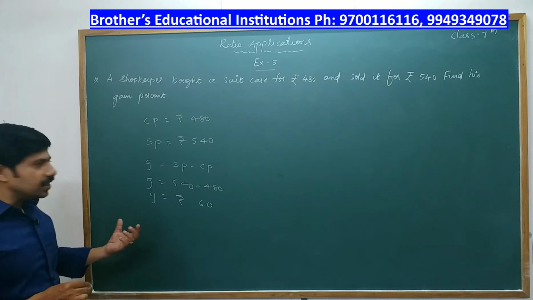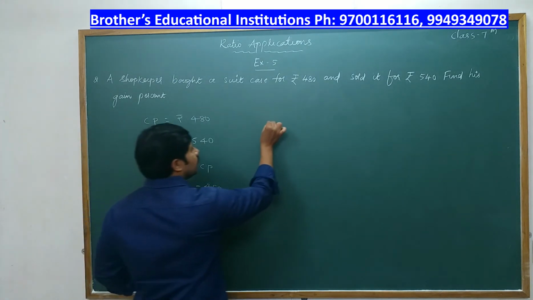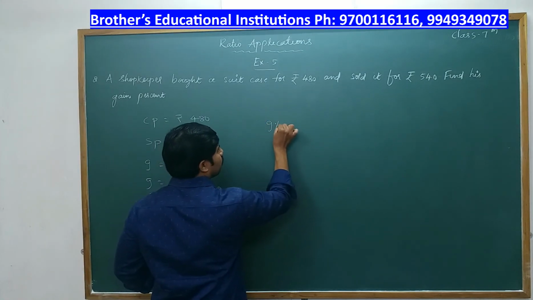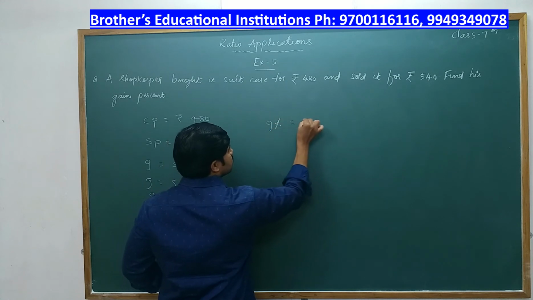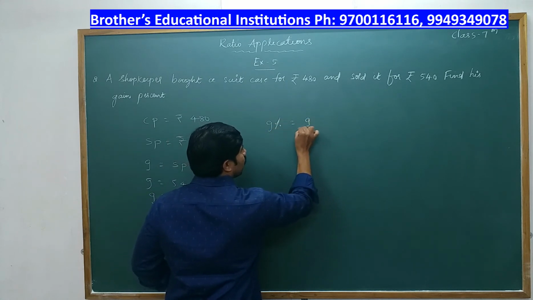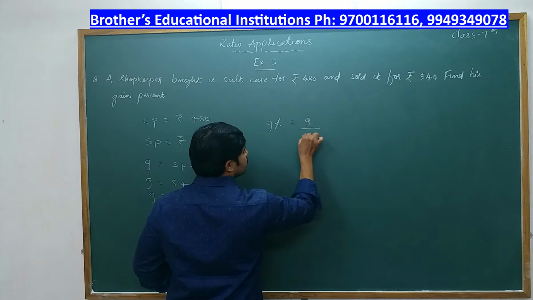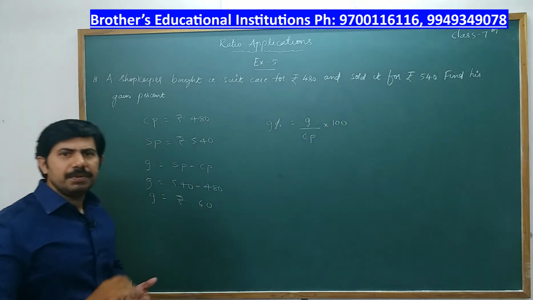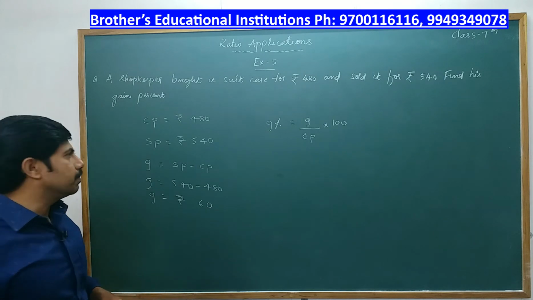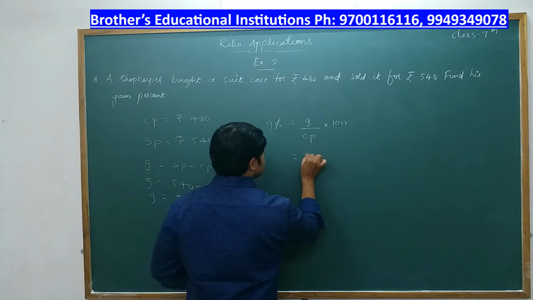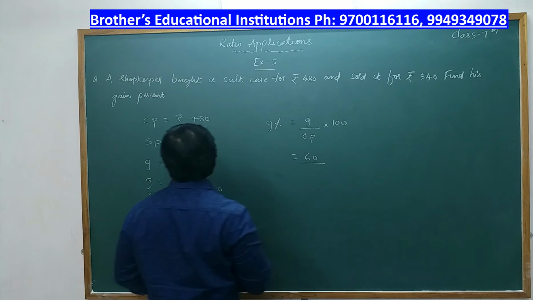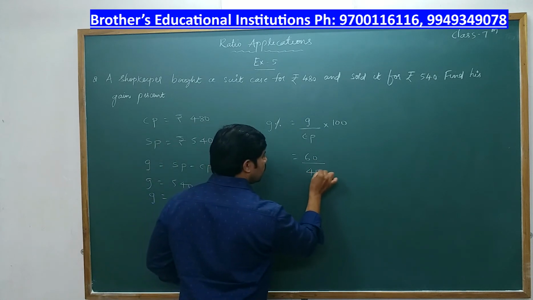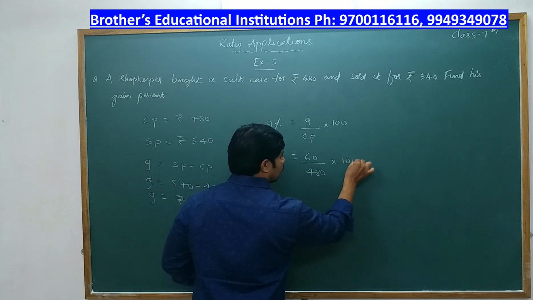So after getting this gain, we have to find out gain percent. Gain percent or profit percent is the same. That is profit by CP into 100, or we can say gain by CP into 100. Profit by CP into 100 or gain by CP into 100 is the same. So what is gain here? Gain is 60 rupees by CP. CP is 480 into 100.